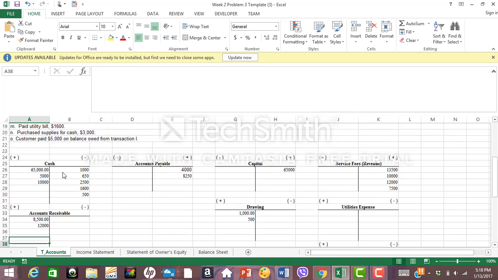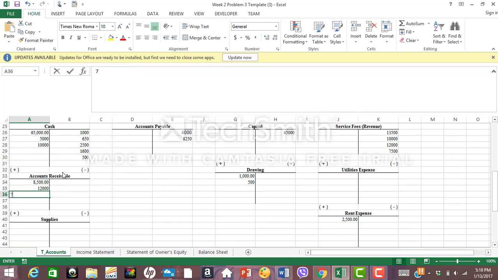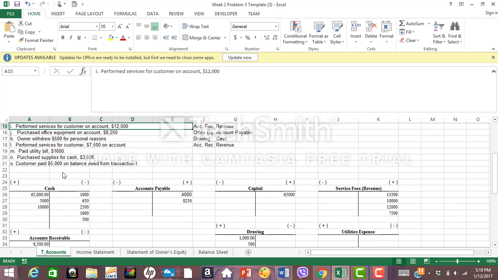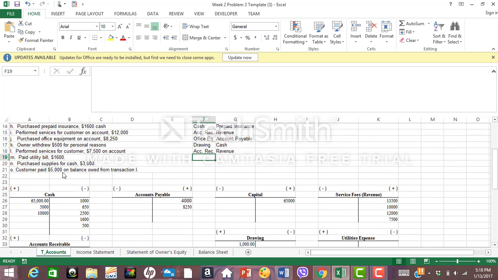$7,500, and then we go down to accounts receivable and we do $7,500, and we are done with that transaction. The next transaction is paid utility bill for $1,600. So cash and utilities expense are the two accounts that are getting affected, and it is for $1,600.